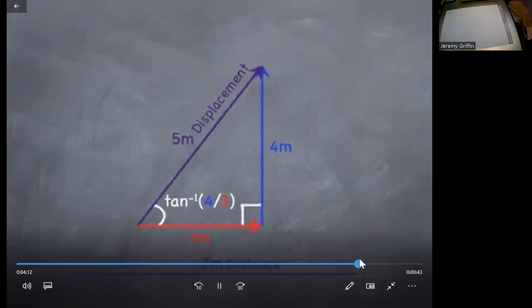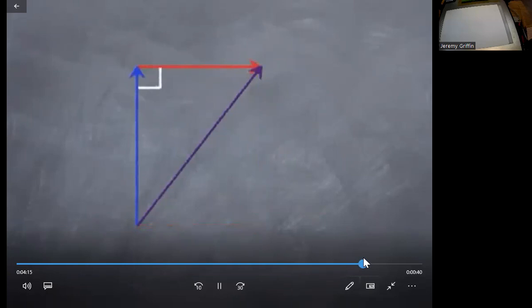Notice the red and the blue are connected tip to tail. But what if you did tip to tail the other way? What if you did blue first and then the red? You guys see it's the exact same thing. So vectors you can add together in any order.